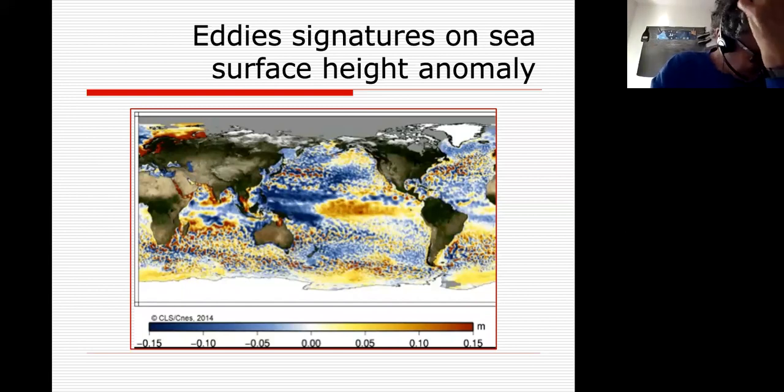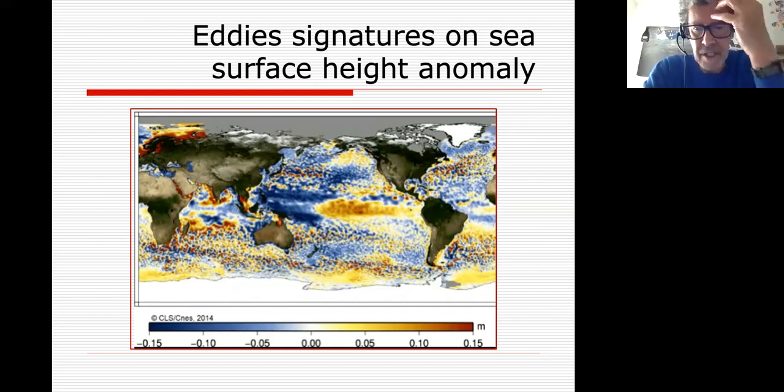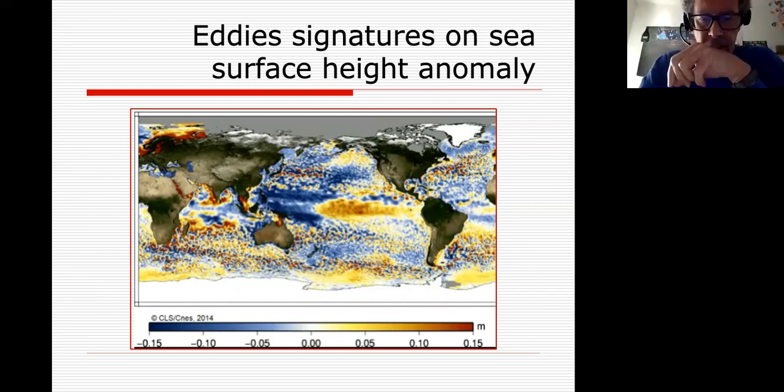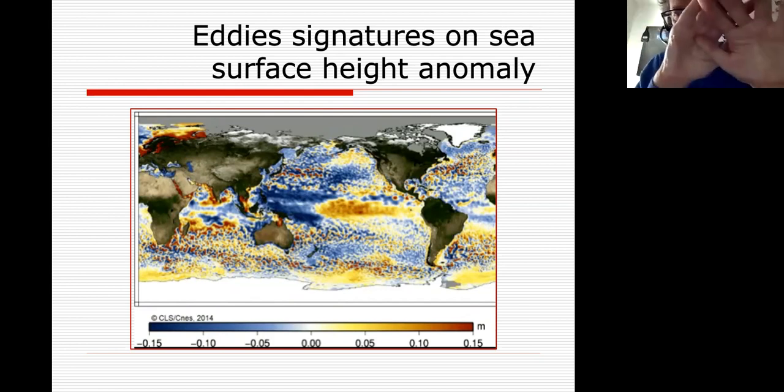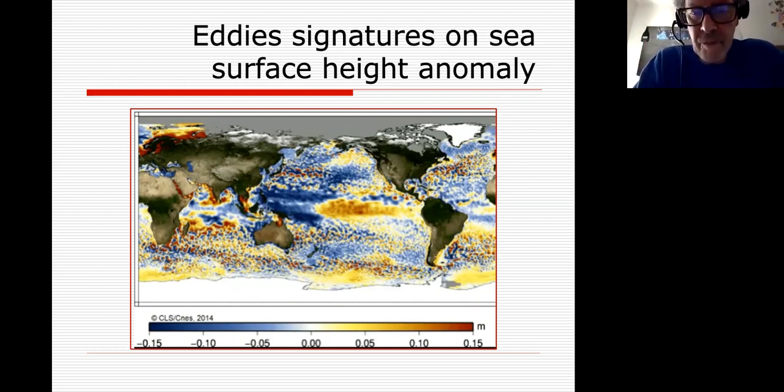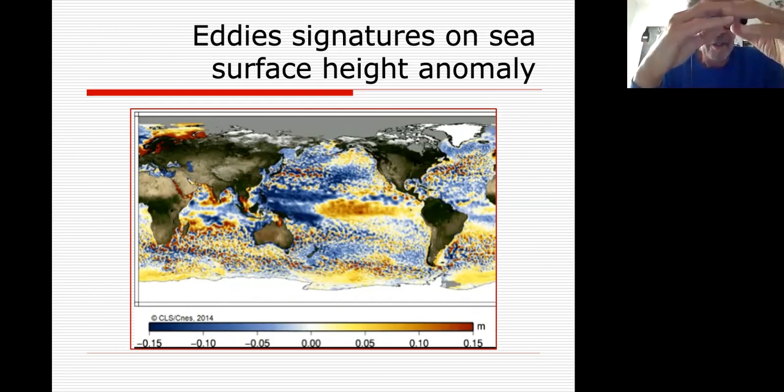There's TOPEX/Poseidon, then ERS, then Jason. There are a lot of series of satellites that host such active sensors. They are a sort of microwave radar that launches a signal, and from the reflected wave, they are able to detect or calculate the sea surface height anomaly. Anomaly means that you calculate an average value, and you don't need to know exactly which is the mean level, which is always an issue and is difficult to do.